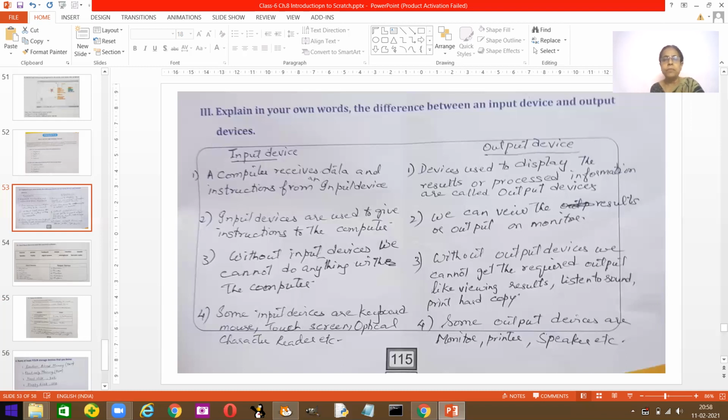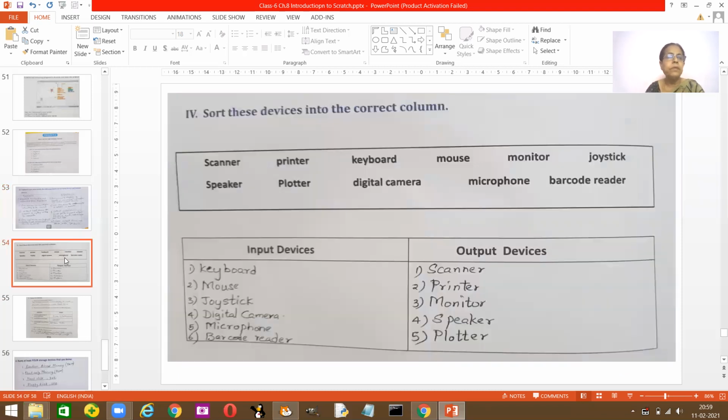Now, what are some of the input devices? You have keyboard, mouse, touch screen, optical character reader, that is OCR. You have many input devices which you have learned. Please write all of them. And some of the output devices are monitor, printer, and speaker. You have different types of monitor and printers. Write them.